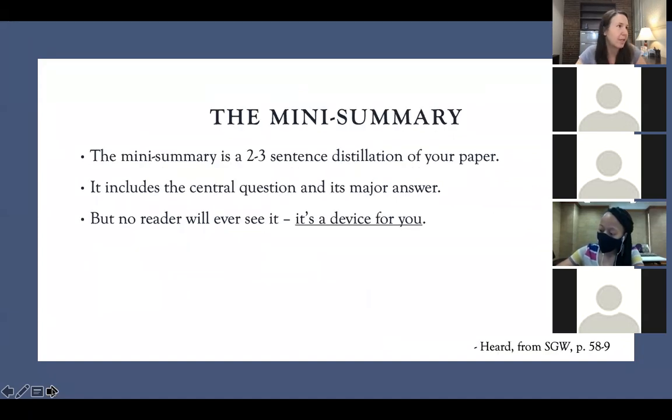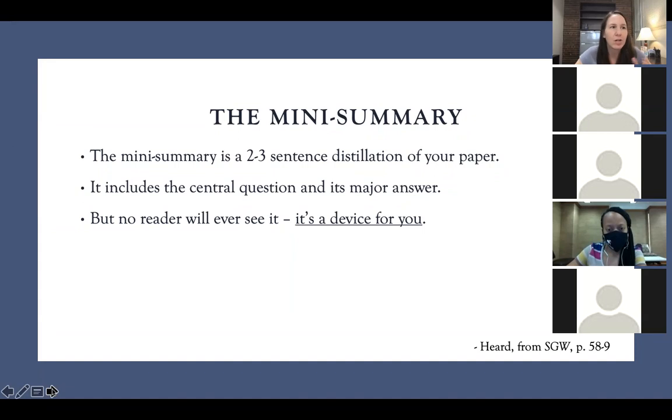So the first thing is this mini summary. The mini summary is the central question and its answer. It's the purest distillation of your research story. A clear central question gives your paper a single obvious direction. Every element of your paper then can work together to draw the reader into your question's answer.